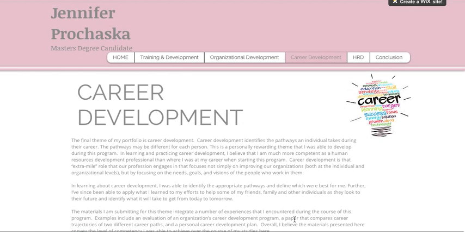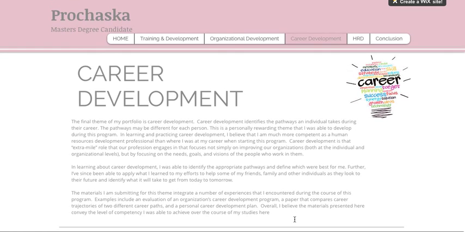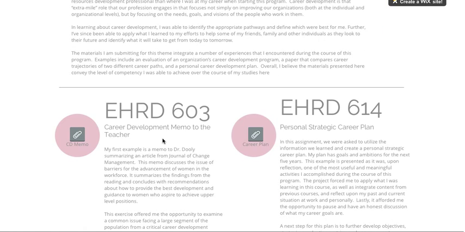Career development identifies the pathways an individual takes during their career. The pathways may be different for each person. The final memo in the series discusses barriers for women in the workplace and identifies how to guide women who aspire to achieve upper-level positions.